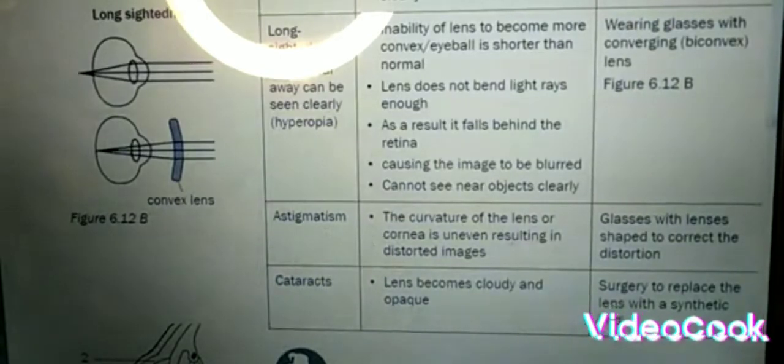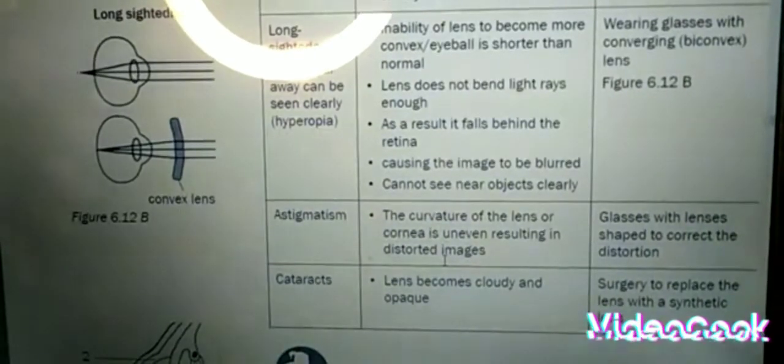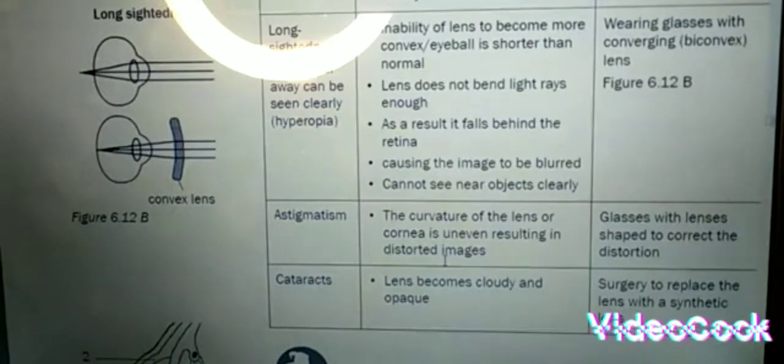We have what we call astigmatism. Here the curvature of the lens or cornea is uneven, resulting in distorted images. We'll be having problems with our lens and the cornea, so the images we get will be distorted. But glasses with lenses shaped to correct the distortion will actually help, right? Take note, the glasses shaped to correct the distortion of images will help.